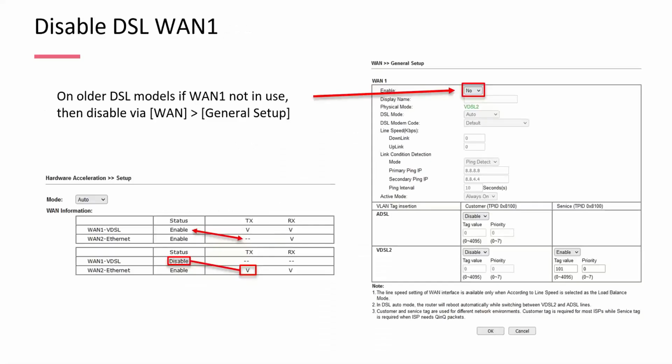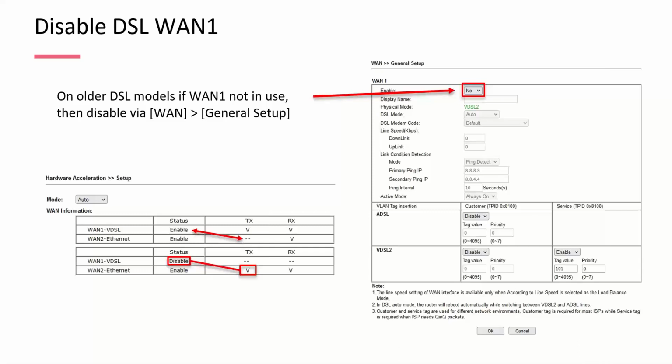Also, as I mentioned, WAN 1, if that's enabled on some of the older models, affects the hardware acceleration for WAN 2. With WAN 1 enabled, you can't get TX hardware acceleration for WAN 2. So you need to disable WAN 1, and then you get RX and TX hardware acceleration on WAN 2.